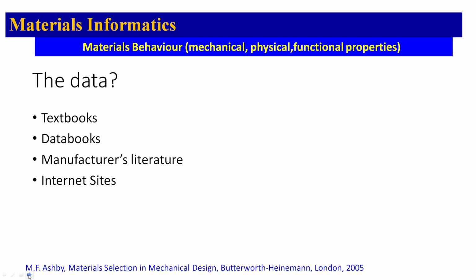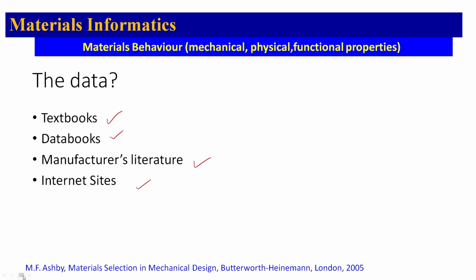So, where do you get the data from? There are 4 sources of these material properties. First is a textbook. You can also have data books, manufacturer literature and internet sites. That is very important. These are the different sources of data you can get, right.